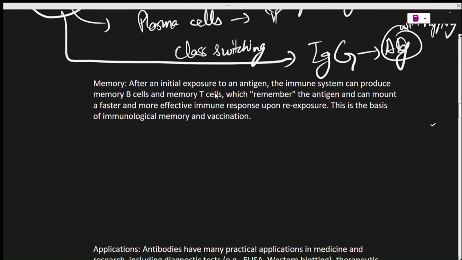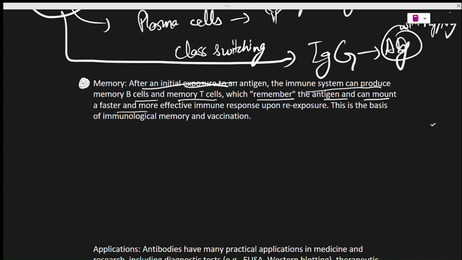Okay, and the next point is memory. Now after initial exposure to antigen, the immune system can produce memory B cell and memory T cell, which remember the antigen and can mount a faster and more effective immune response upon re-exposure. This is the basis for immunological memory and vaccination.